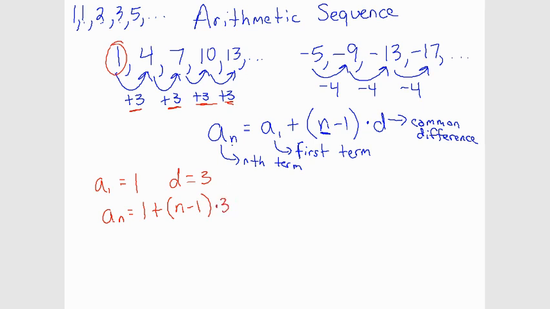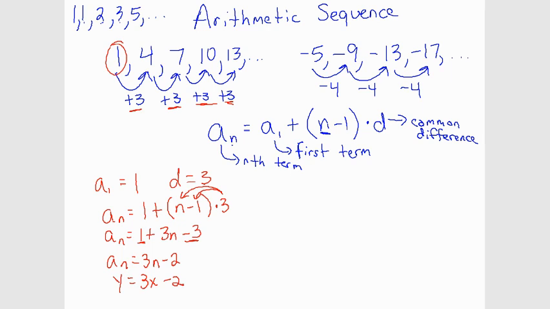Now, to really quickly show you the similarities between this and slope-intercept form, I'm going to go ahead and distribute the 3. So I get a sub n equals 1 plus 3n minus 3, and then 1 minus 3 is -2. So a sub n equals 3n minus 2. This is very similar to if I had said y equals 3x minus 2.